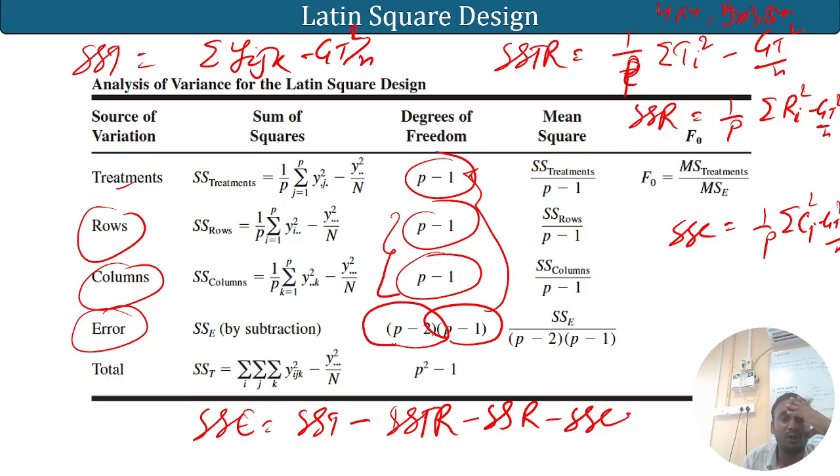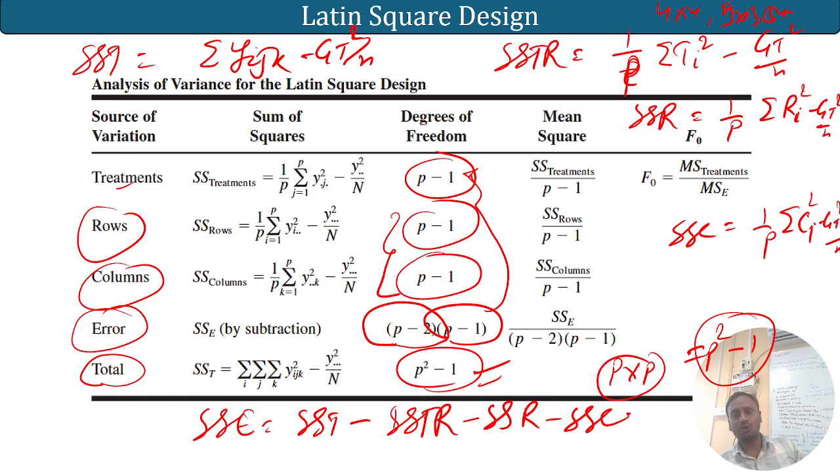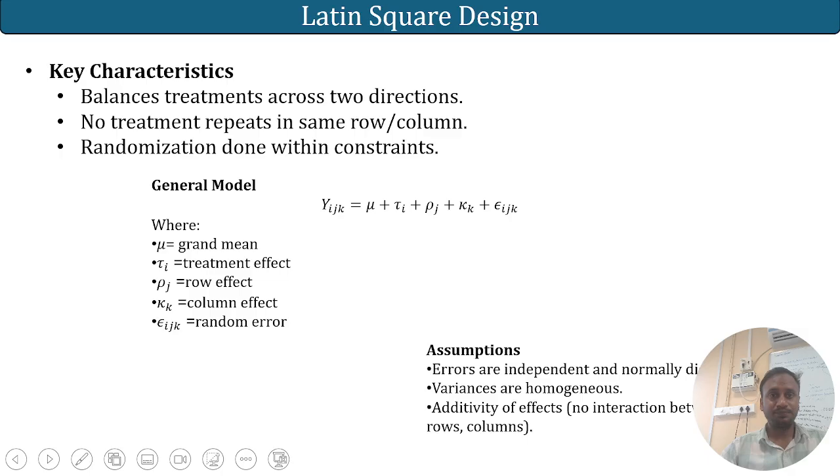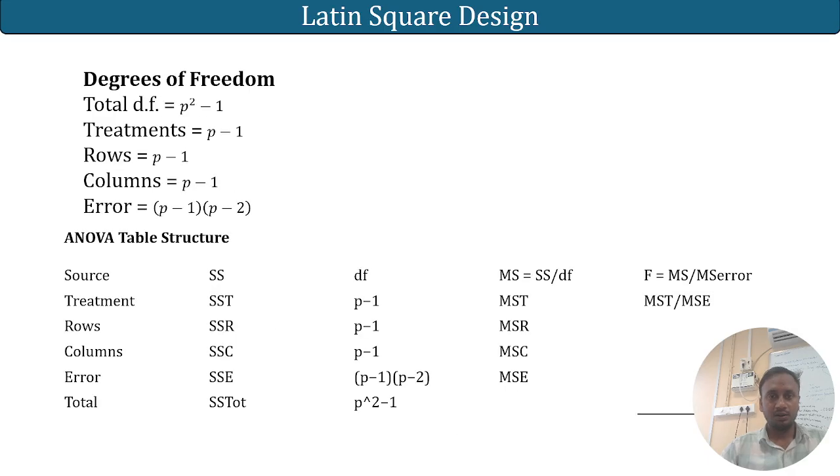Then what about the total? Total will become P into P, that is, P square minus 1. So I think it's clear. Shall we solve one problem based on this? Yes, sir. So the total degree of freedom is P square minus 1, treatment P minus 1, row P minus 1, column P minus 1. But the error will become (P minus 1) into (P minus 2).